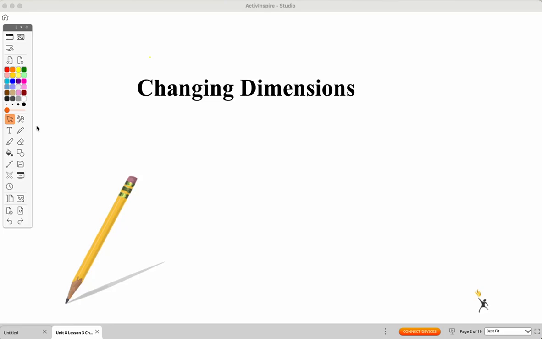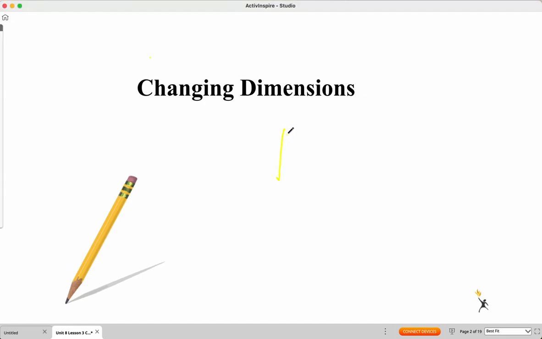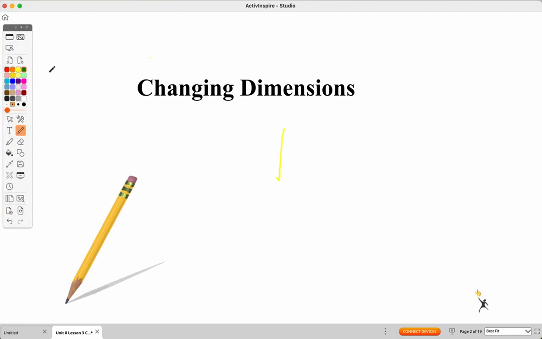Get started. So today we're going to talk about changing dimensions. So the first thing we got to think about is what is a dimension. So we're talking about the different measures. Ooh, that is a bad choice for colors.